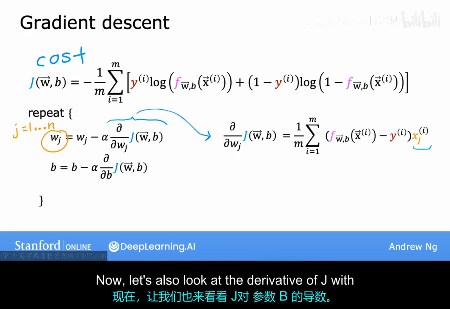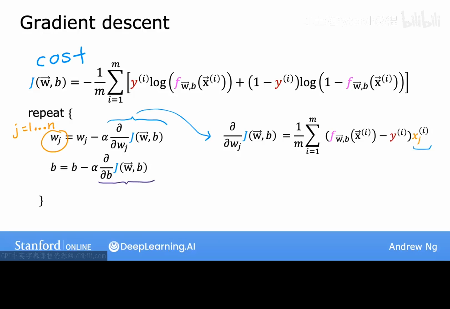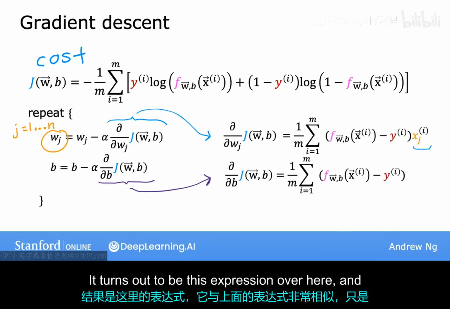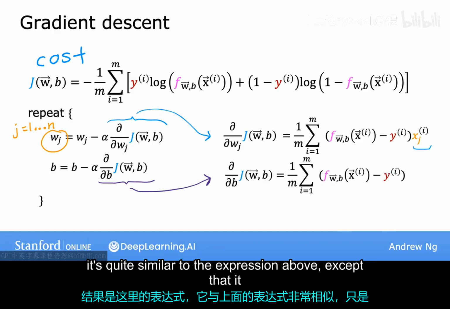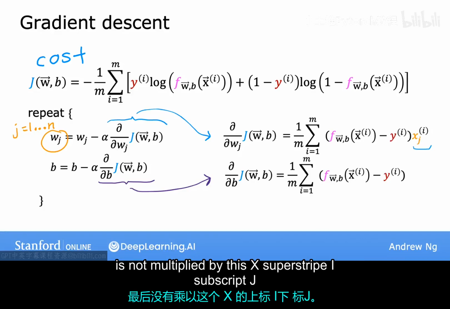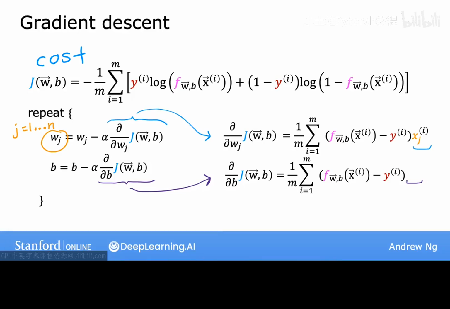Now, let's also look at the derivative of J with respect to the parameter b. It turns out to be this expression over here, and it's quite similar to the expression above, except that it is not multiplied by this x superscript i subscript j at the end.